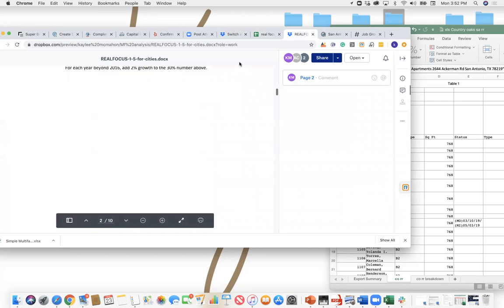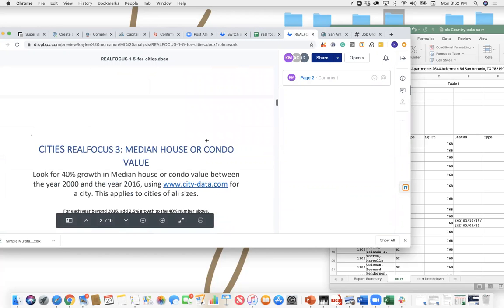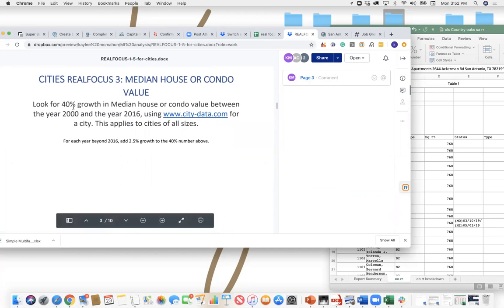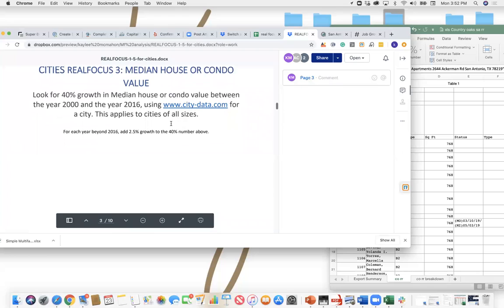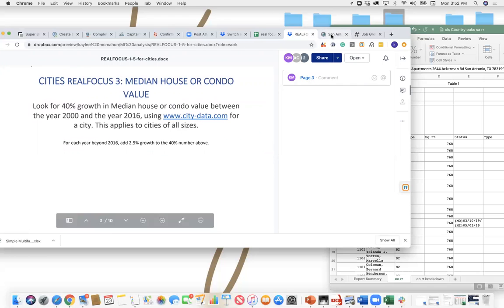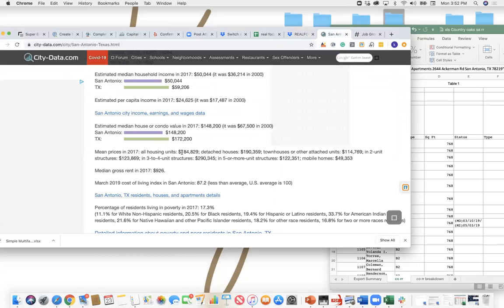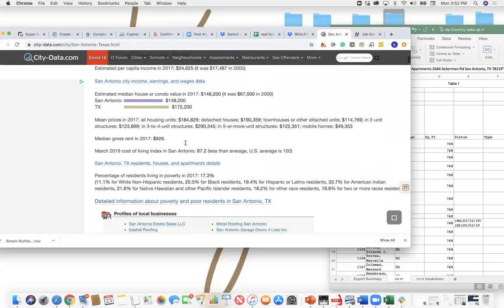I bet that's good. What does 120% mean for median home or condo value? You want at least 40%, so in San Antonio it's just stellar right now. Again, this is the city of San Antonio. Remember, there are different subdivisions and zip codes that we'll drill down on next. Okay, so you have this in your chart.